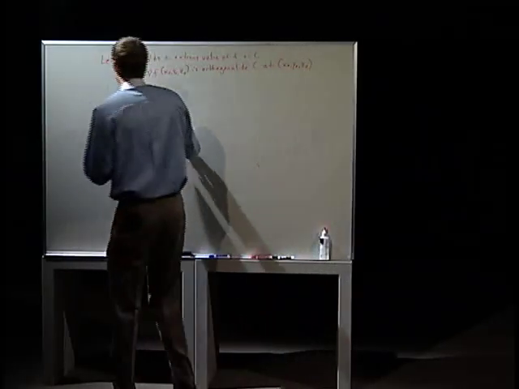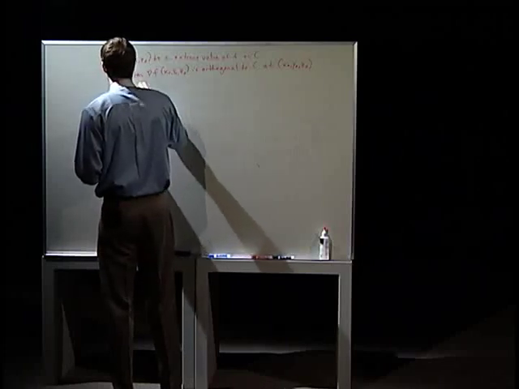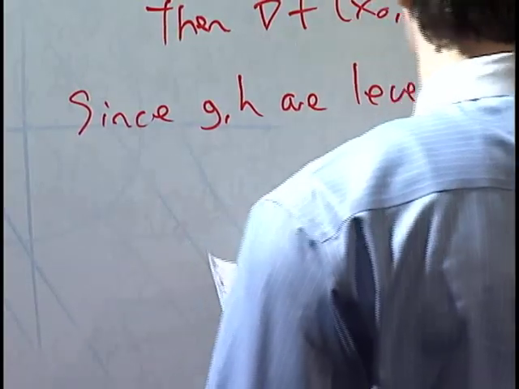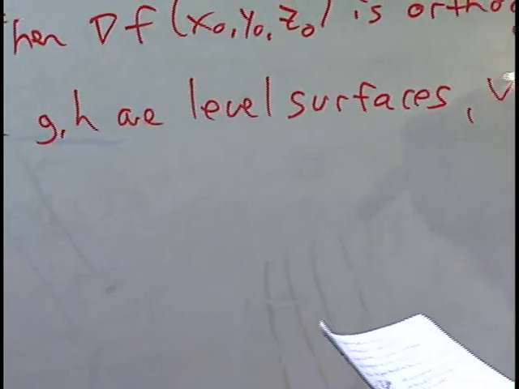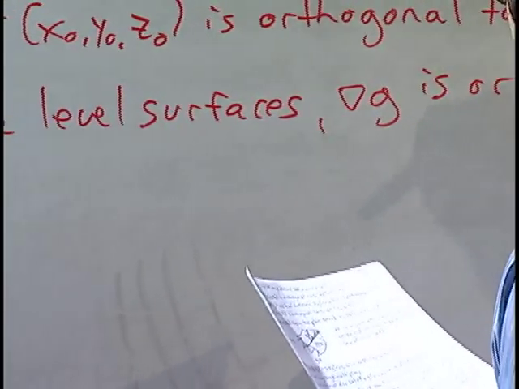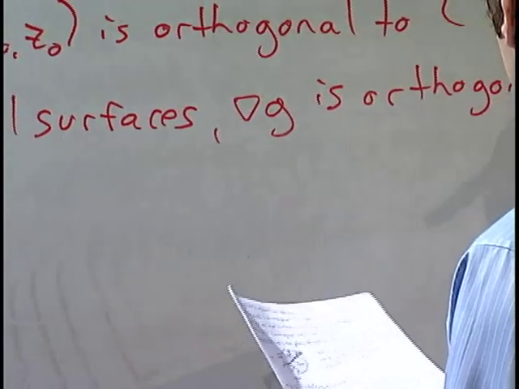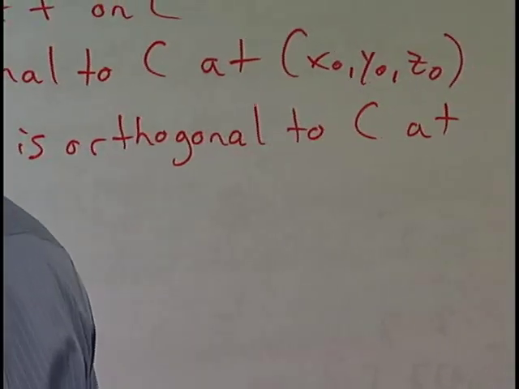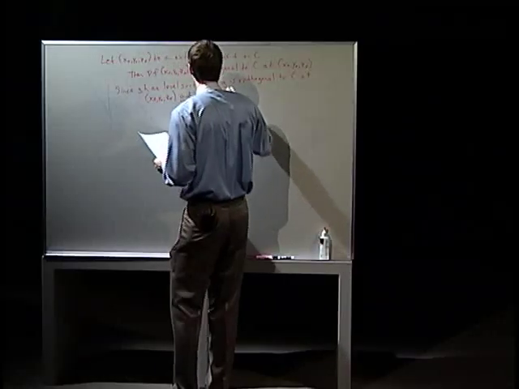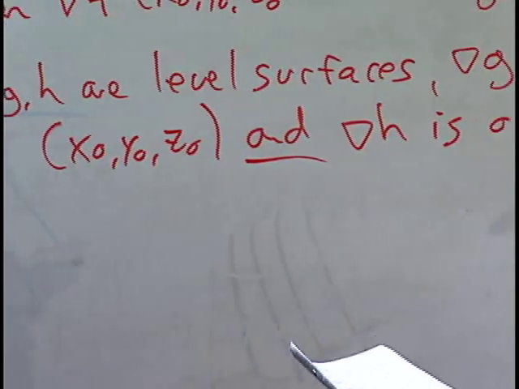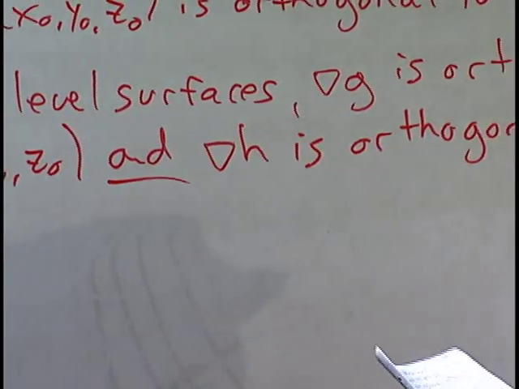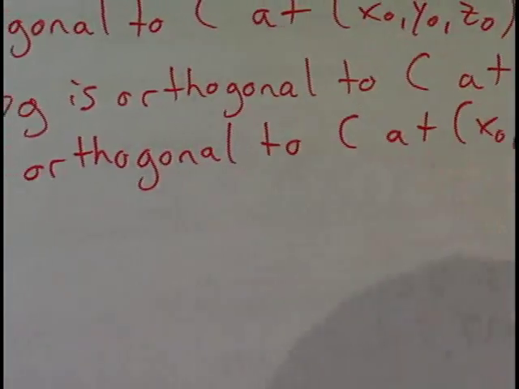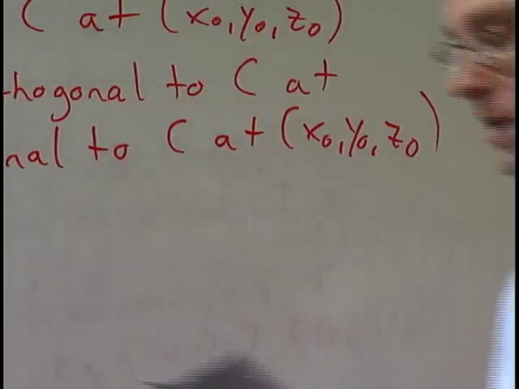Okay. And what else? G and H are both level surfaces, and we know that the gradient is orthogonal to a level surface at every point on there. So the gradient of G is orthogonal to C at that point, because it's a level surface. And the gradient of H is orthogonal to C at that point. Right? So you know that gradient of F is orthogonal there, gradient of G is orthogonal there, gradient of H is orthogonal there. So let's draw a picture.